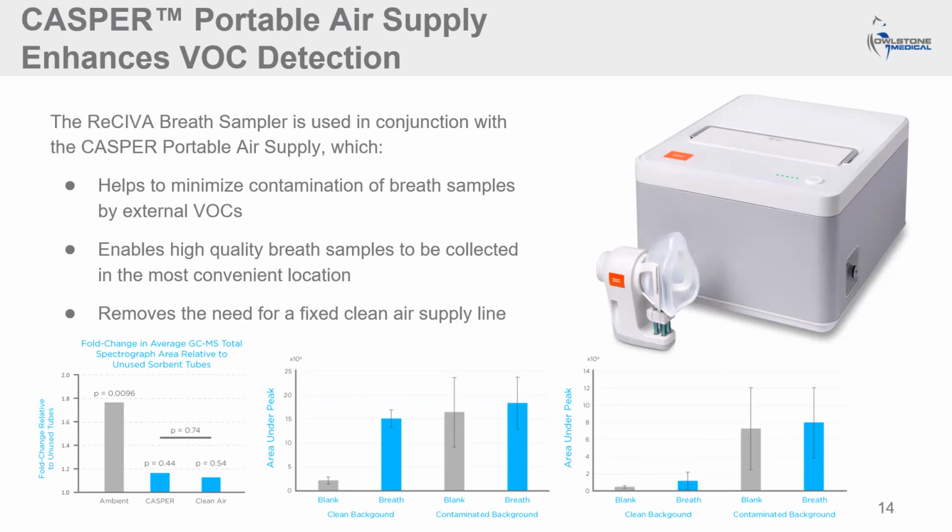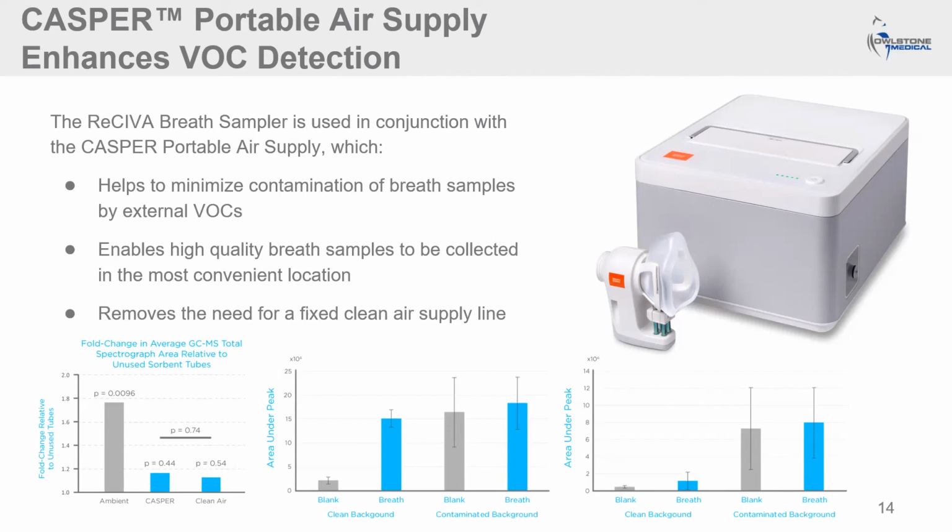Casper filters the air patients are breathing, which significantly reduces contamination by environmental VOCs. The scrubbed air is supplied by a tube that goes from Casper to Receiva. The graph on the bottom left shows a comparison between a sample collected with and without Casper. With Casper, there is a significant reduction in the overall signal coming from the environment.